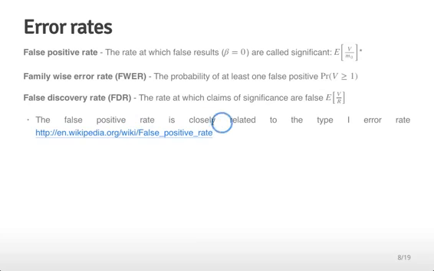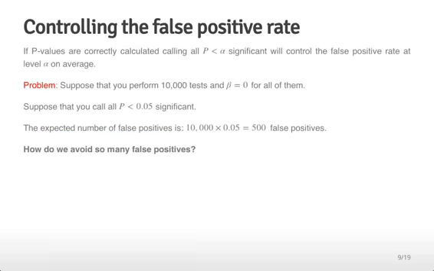The false positive rate is closely related to the type 1 error rate, and it's actually kind of a subtle distinction. If you want to learn a little bit more about that, I've linked to the Wikipedia page here. So the next part of multiple testing is, now that we've defined the different error measures, how do we actually define a procedure that can be used to control that error measure?